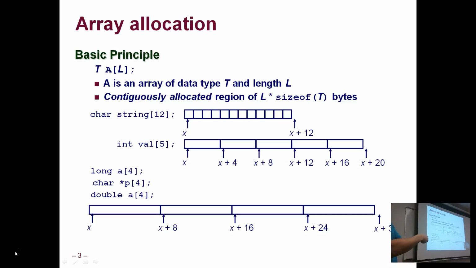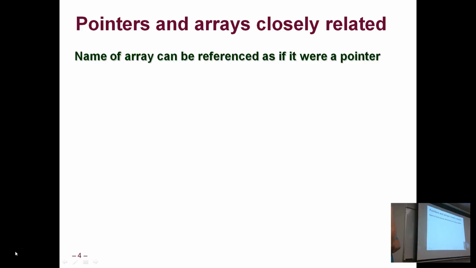And then here are 3 arrays that have equivalent allocations: an array of 4 longs, an array of 4 pointers to characters, and an array of 4 doubles. These are all 8-byte quantities, and the size of this is the size of long, which is 8, times the number of elements. You can see these are the addresses of successive elements. The address here is x, and then x plus 8, x plus 16. So that's an array allocation.